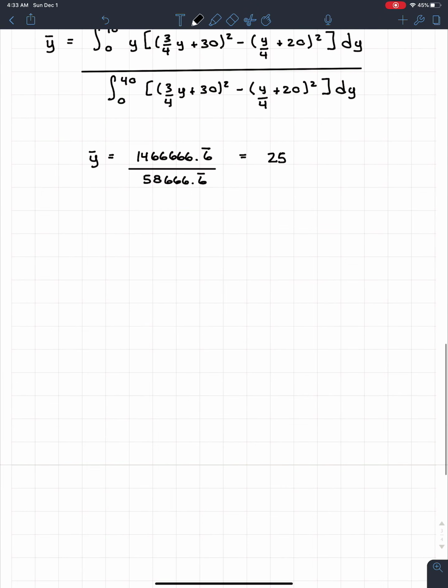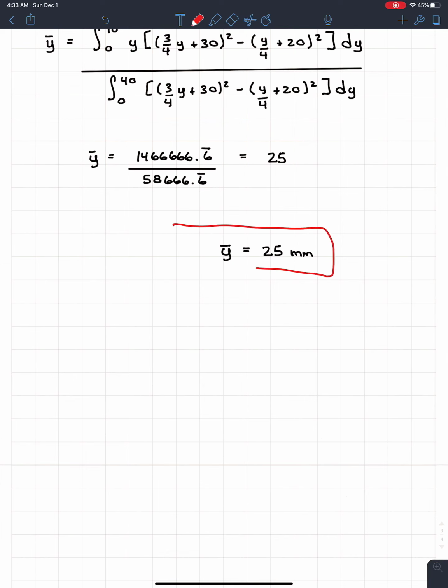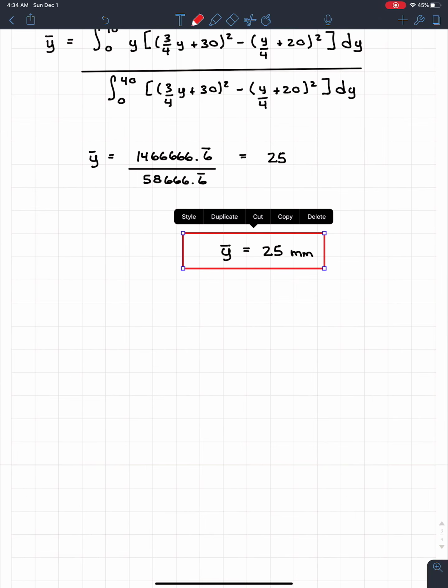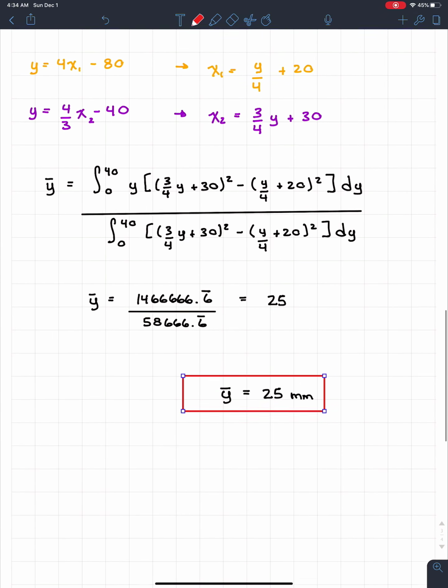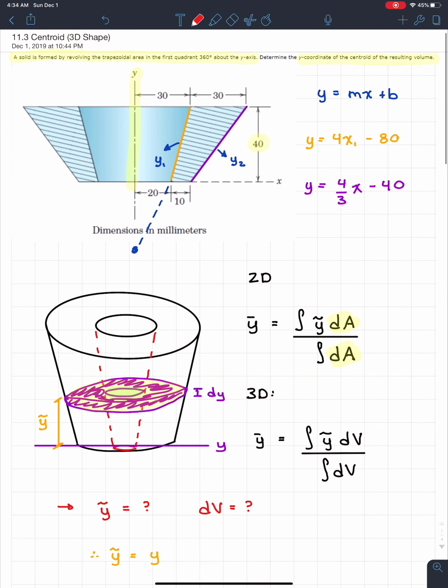So from this we can conclude that y bar is equal to 25 millimeters. I'm going to box this answer like this because that's my final answer. Again, a very tricky question. The concept is just making sure you get that slice right. And it's kind of tricky because they don't give you y1 or y2. You're going to have to determine those yourself.